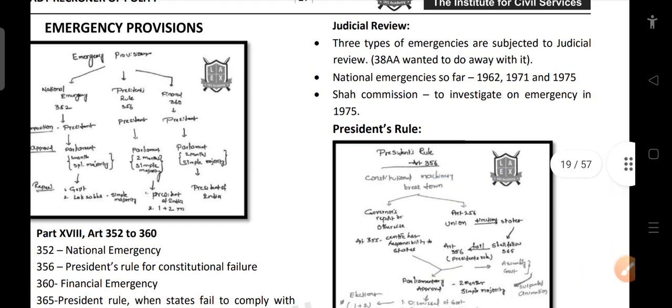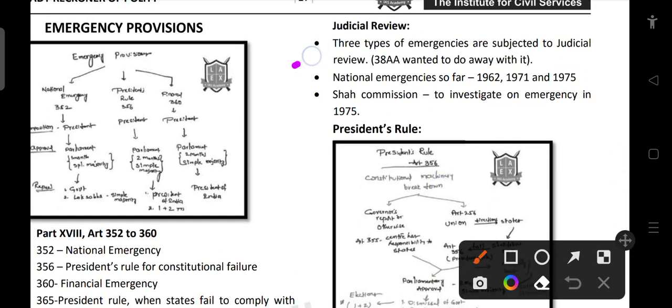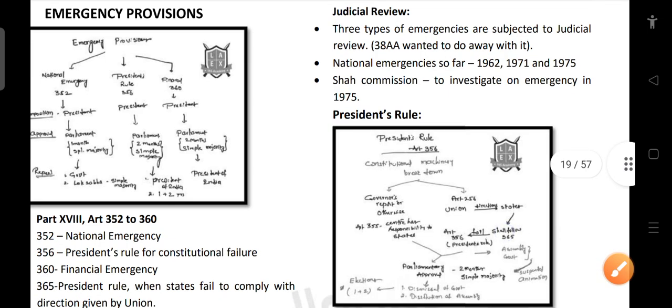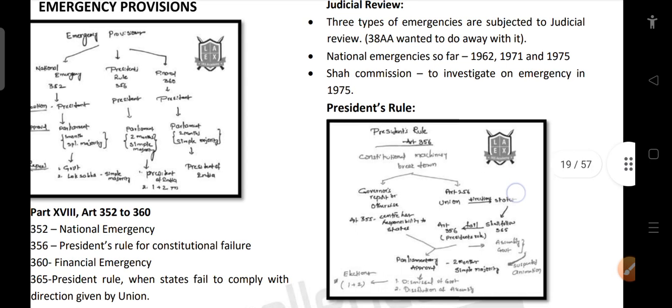And now let's talk about judicial review. So all 3 types of emergencies are subjected to judicial review. So these 3 can be challenged. The 38th Amendment wanted to do away with it, but judicial review is part of the basic structure, so we cannot take it away from our judiciary.